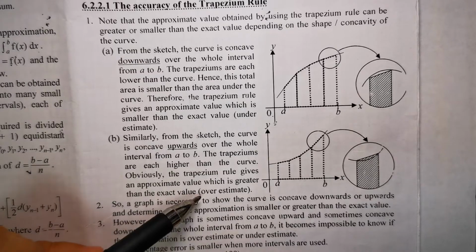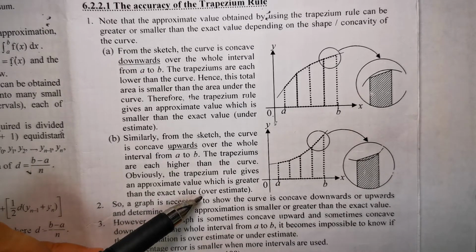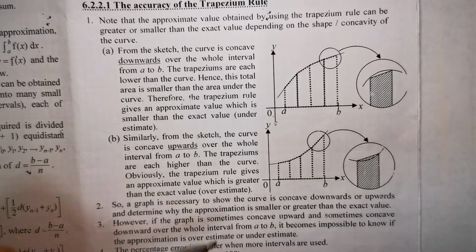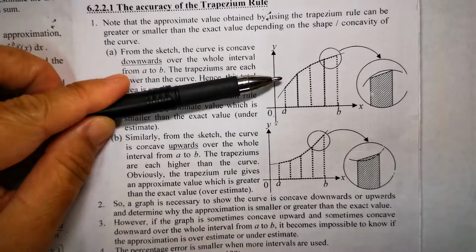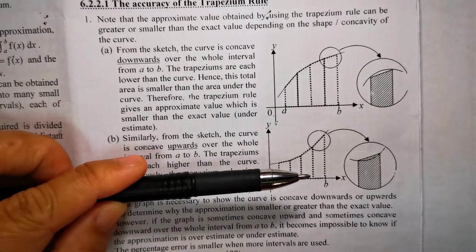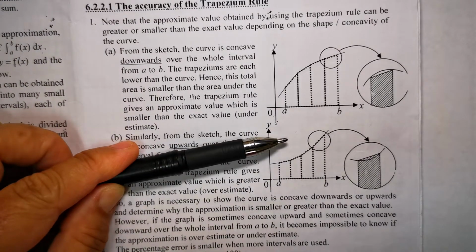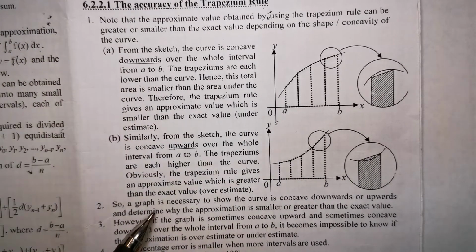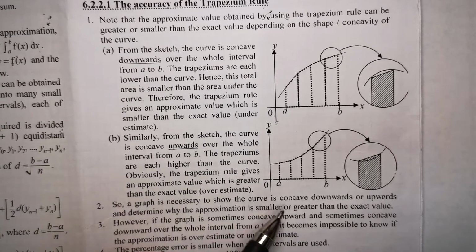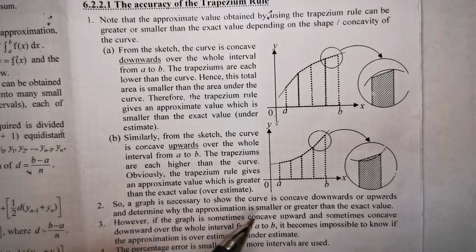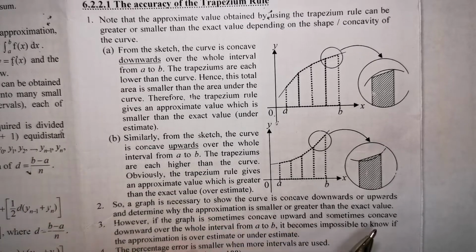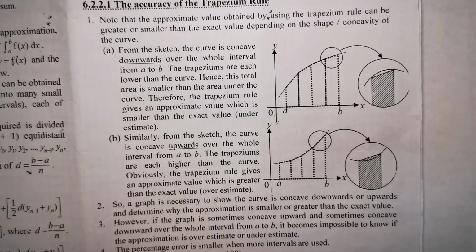All right, and we call this overestimate. Is it okay? So for the accuracy of the trapezium rule, sometimes it gives us underestimate, sometimes it gives us overestimate. So a graph is necessary to show the curve is concave upwards or downwards, to determine why the approximation is smaller or greater than the exact value, meaning why it is overestimate or underestimate. So we need a graph.